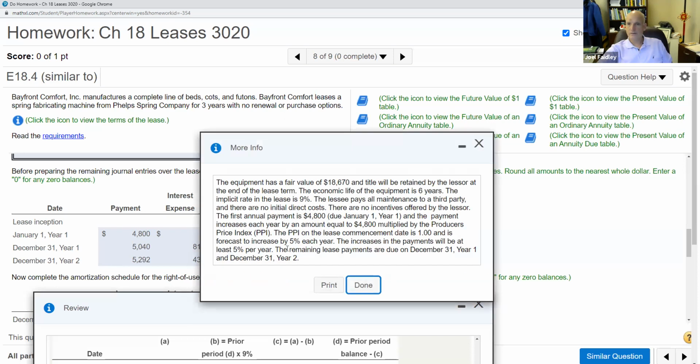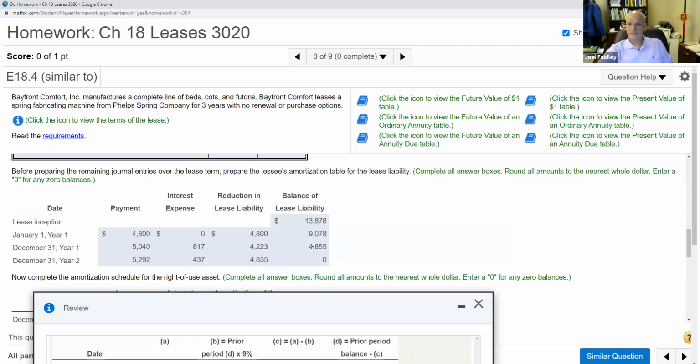There's my 437, which is again 9% times 4,855, 437. You know what the payment is, which is 5,040 times 1.05, and so that's the reduction of my lease liability to 0. Because that liability has to be gone at the end of those 3 years.